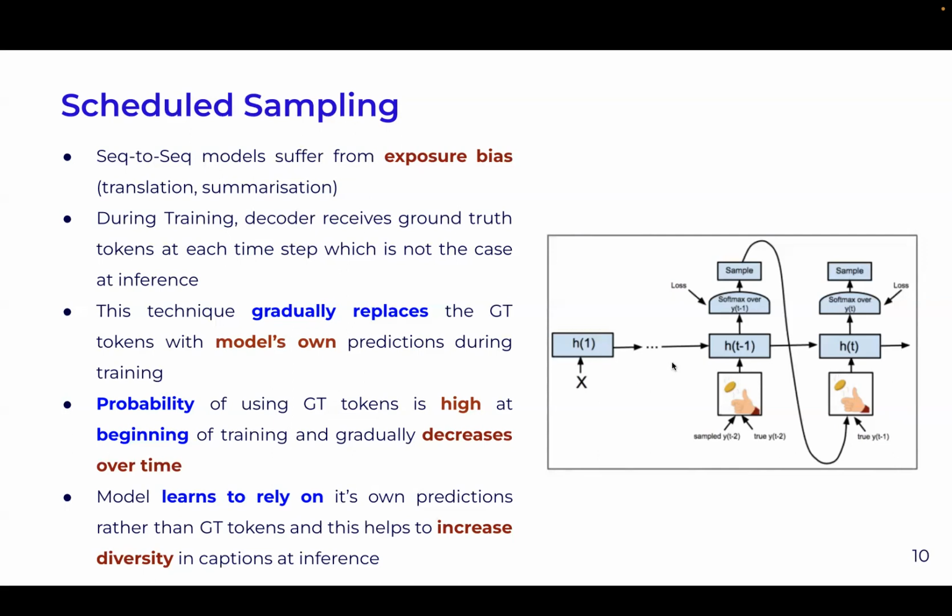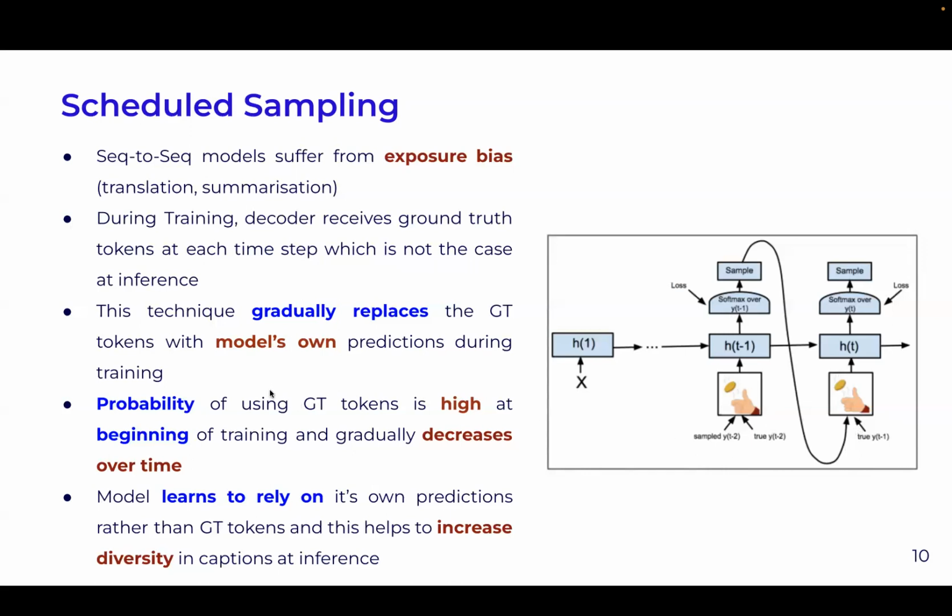In order to increase the diversity of the model during inference, we use this scheduled sampling technique. This technique gradually replaces the ground truth tokens with the model's own predictions during training. Instead of showing the ground truth tokens to calculate the loss for the generated caption at time step 1, we use the generated caption itself. Whatever word is generated in time step 1, we use the same thing to calculate the loss here.